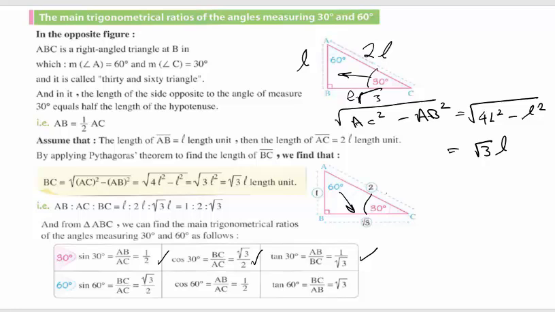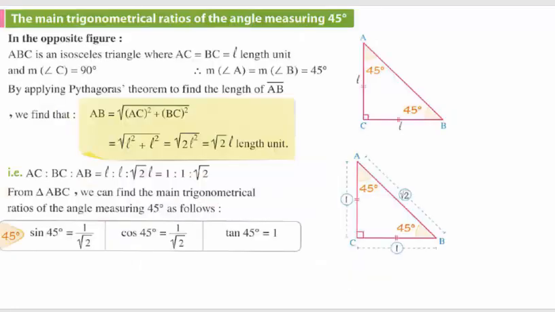So now we will move to find the main trigonometric ratios for another right angle triangle, which is the right isosceles triangle. As we know from the previous year, the right isosceles triangle is a triangle with a right angle and two equal sides, and moreover it has two equal angles. So the measure of each angle here is 45 degrees.